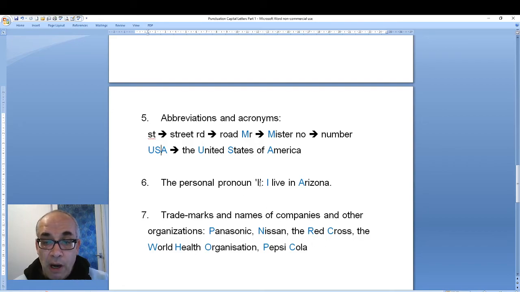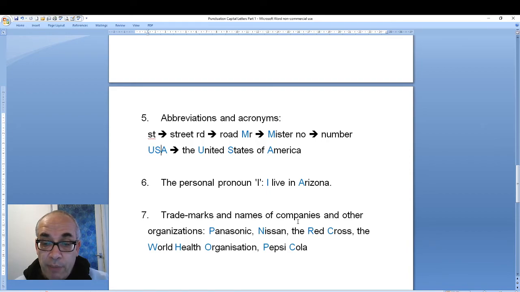Personal pronoun I. So if you mean I as a person, all the time it is written in capital letters. Example, I live in Arizona. So I is capital because it means I as a person. Arizona is capital A because it's the name of a state in America.